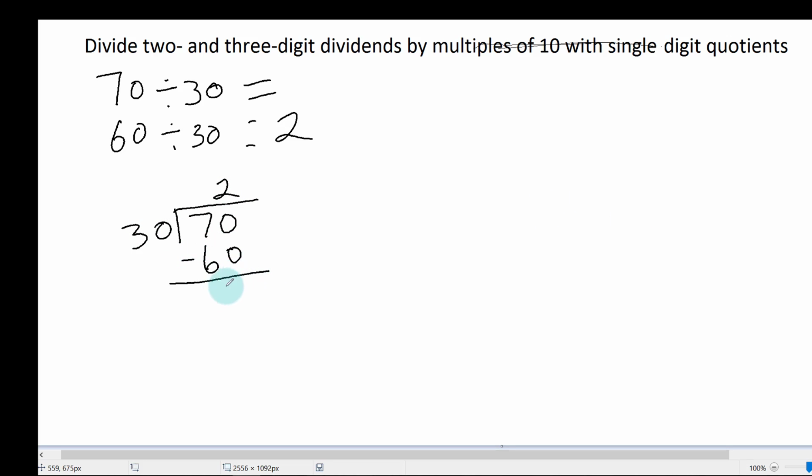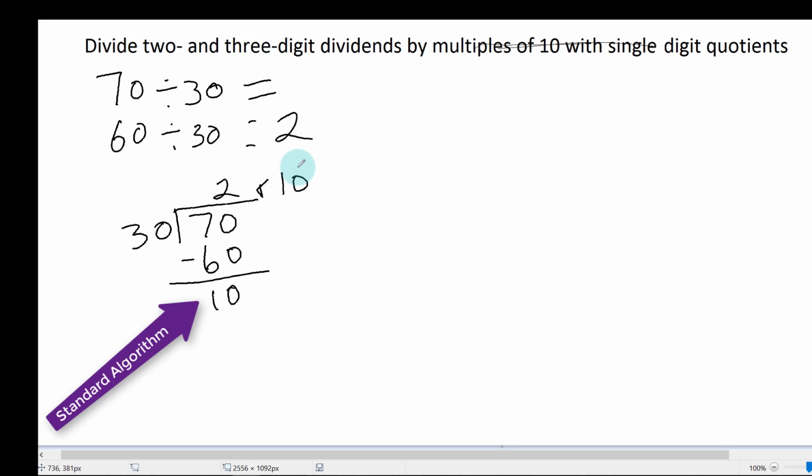We then subtract, and we are left with 10. Now I'll ask myself, can I divide any more? Do I have enough for another 30? In the case of a 10, I do not. So my 10 then becomes my remainder.